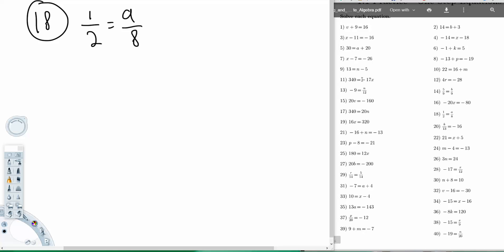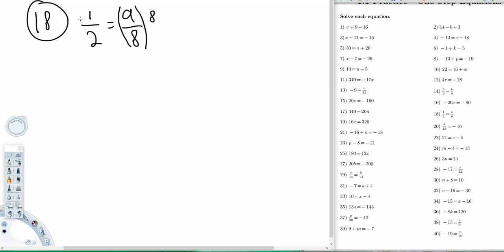All right, problem number 18. Now this is a killer. Now we want to find a here. This is a and this is what we want to find. So what we're going to do is we're going to multiply this by 8 and we're going to multiply this by 8.